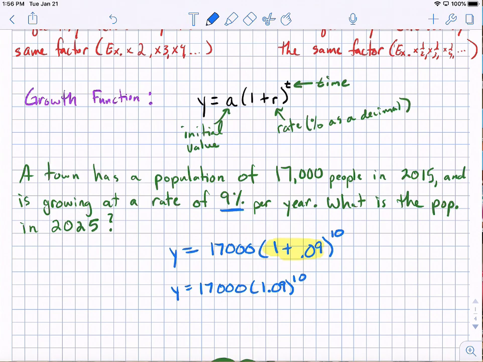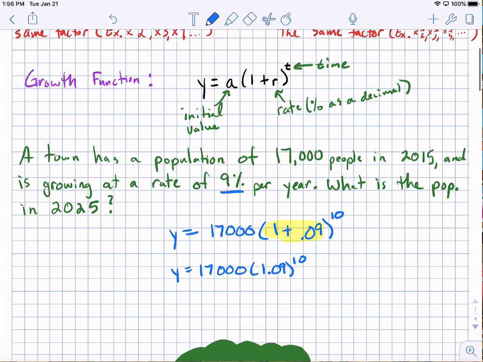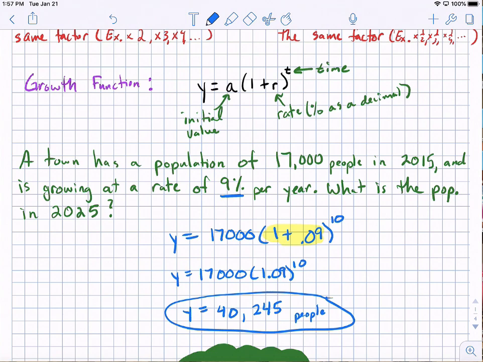And again, when you do these on Big Ideas, make sure you pay attention to what it says. What place value are you supposed to round off to, that kind of thing. So since this says population, I'm just going to round it off to the nearest whole number. And anytime would be a good time to pause the video, put it into your calculator, see if you get it right, instead of just listening to me get the right answer. So I got 40,245 people, if this kept growing at 9% per year.